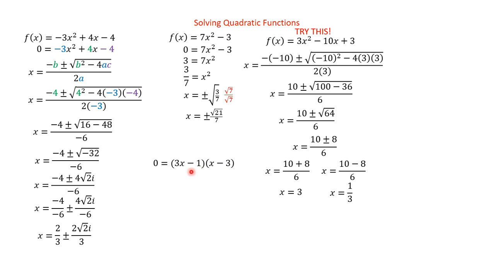We have this. That means 3x minus 1 equals 0 and x minus 3 equals 0. And so if 3x minus 1 equals 0, we can add 1, divide by 3, so x equals 1/3, or x equals 3, which is exactly the same thing that we got over here. So, hey, if you saw that you can factor this, notice this is a lot easier.